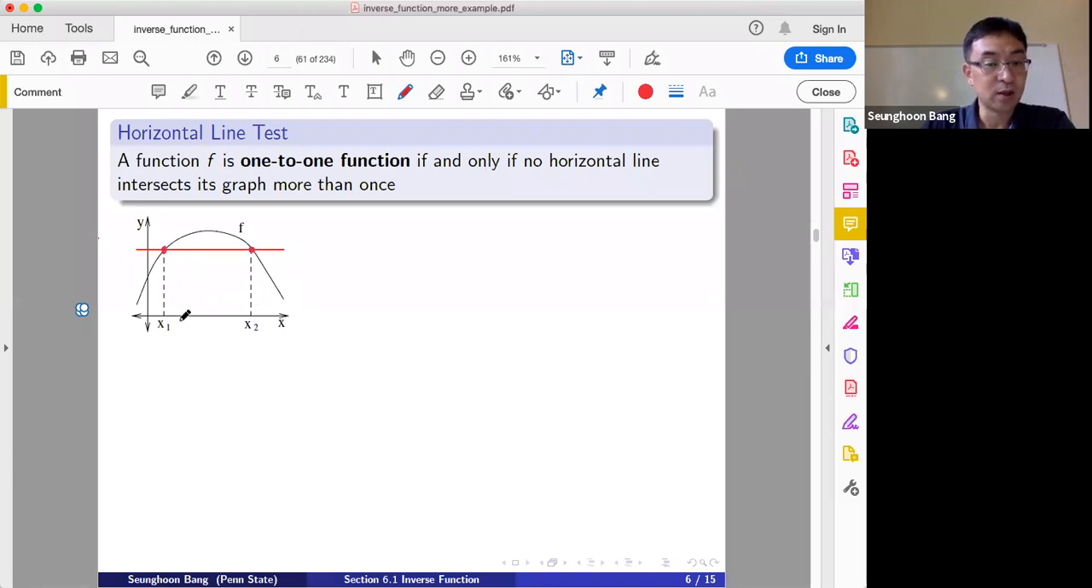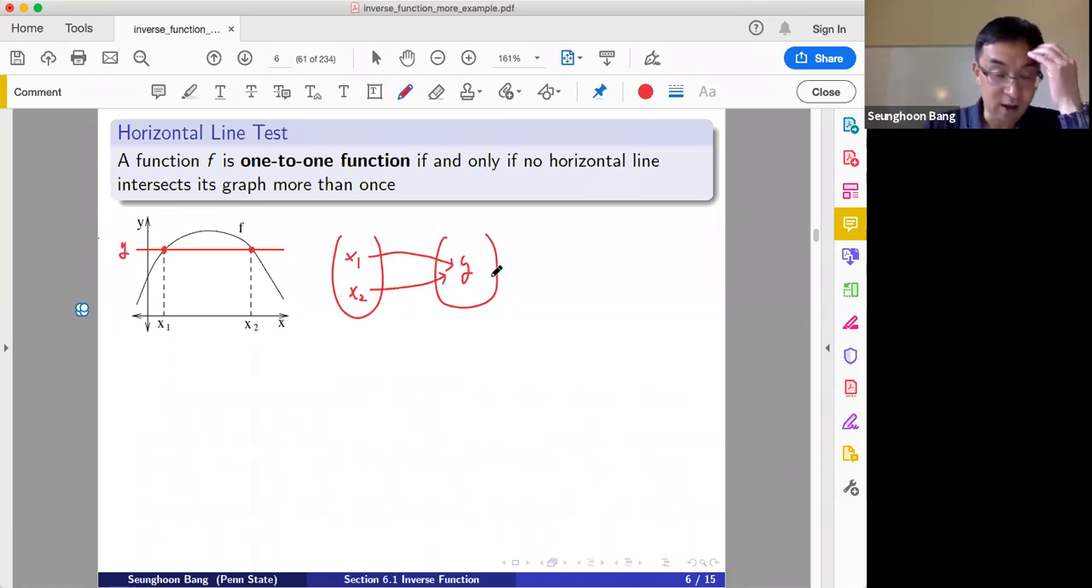What does it mean? We have the y values here, so we can draw the diagram. What happens? x1 and x2 are going to the same value y twice, right? The f takes on the same value twice. This is not one-to-one. This is the exact meaning of the horizontal line test.